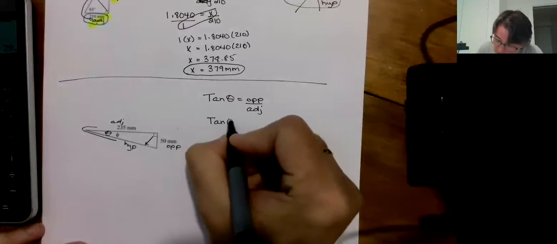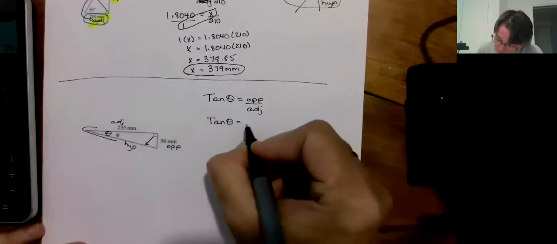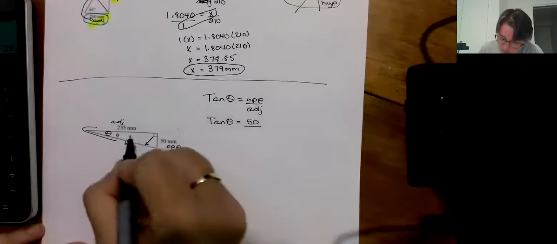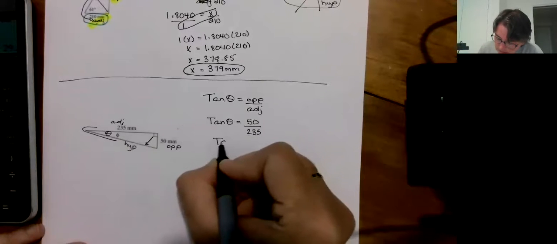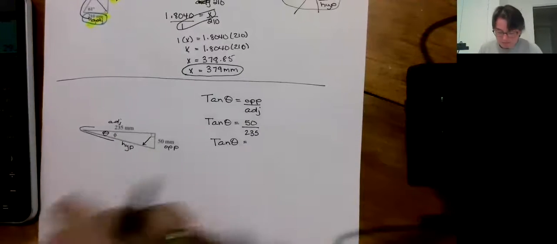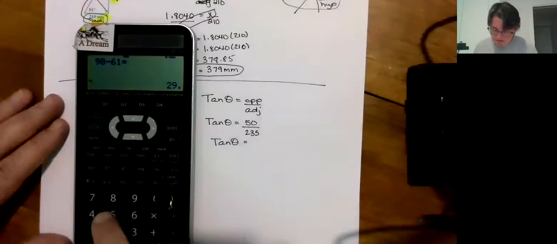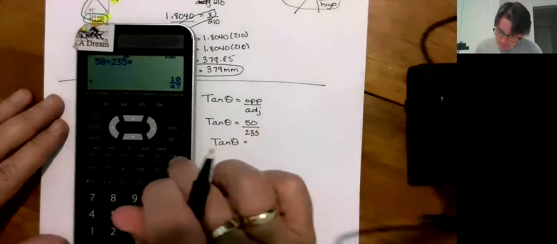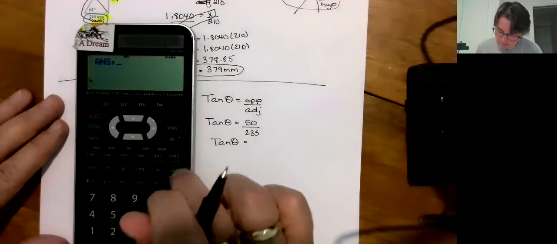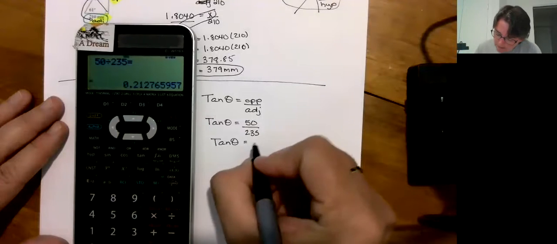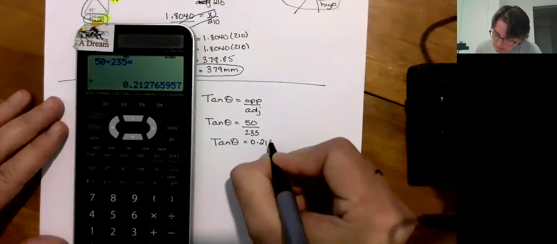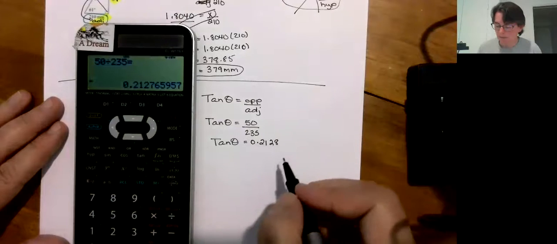So tan theta, I don't know what the angle is. Opposite is 50 over adjacent, which is 235. So tan theta is 50 divided by 235. Oops, now I've done something bad. Let me try that again. 50 divided by 235. 0.2128. I rounded to 4 decimal places.